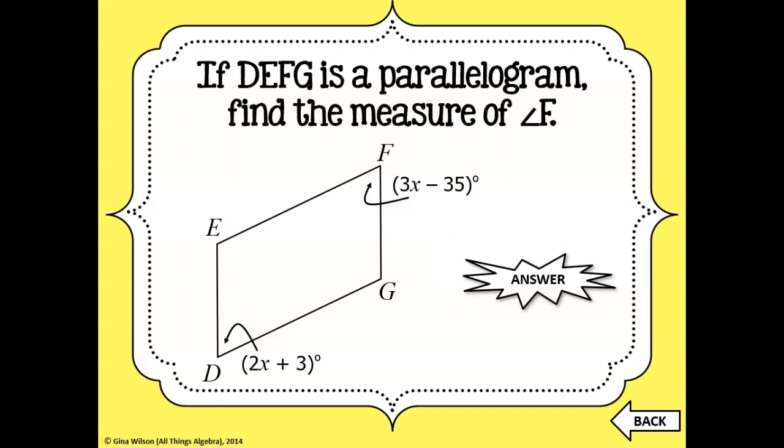Here we go. Pause it, try it, see if you get it right. The answer is 79 degrees. Set those two equal to each other. Find x, which I think is 38, and you plug it back in to get your angle of 79 degrees.